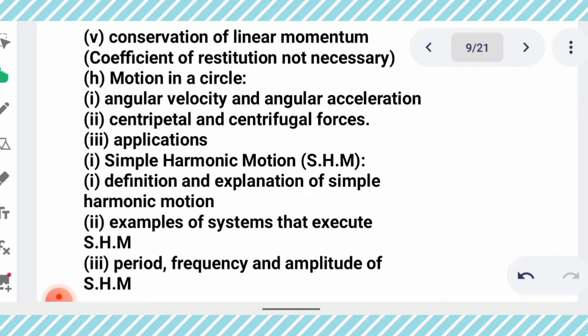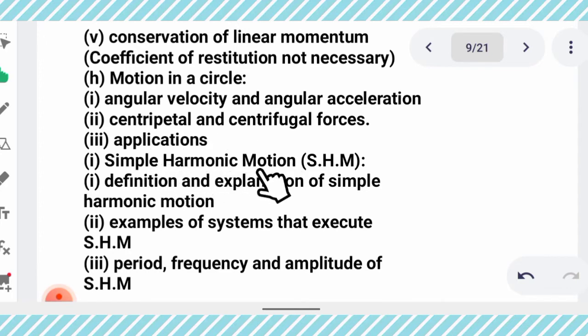Then we talk of motion in a circle. Under motion in a circle, we see w, which is angular velocity, and the formula of angular velocity is either theta over t or angular velocity equal to v over r. Then we talk of centripetal and centrifugal force. Centripetal force is the force that tends to keep an object in a circular path. Centrifugal force is a force that tends to bring an object out of the circular motion. Then here, applications, you just have to study them.